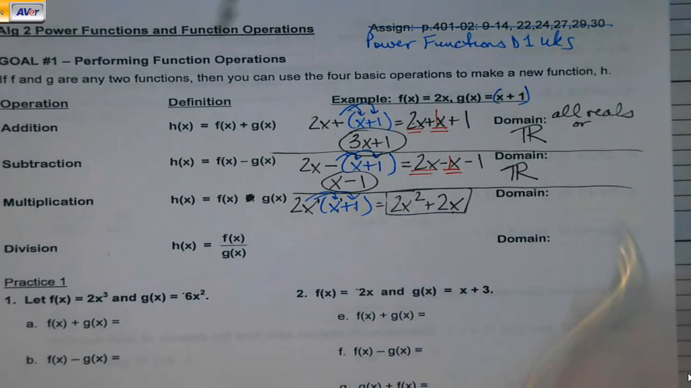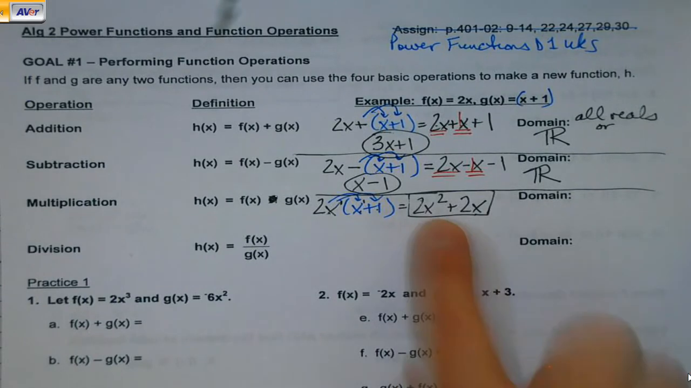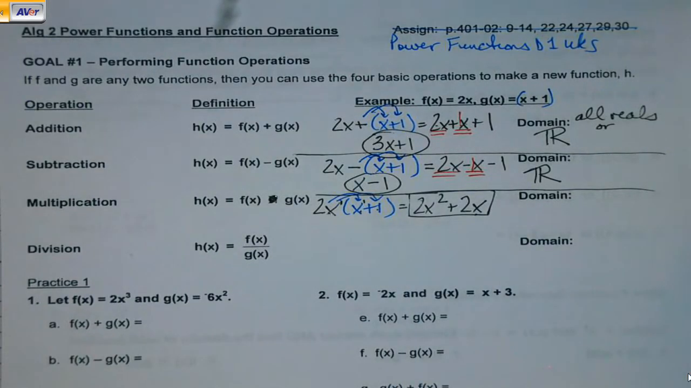So as far as my solution goes, that gets me set there. Now, does that change anything with my domain? Are there any numbers I can't square? No. Okay, are there any other numbers that I can't add in this case? No. So my domain, which is starting to look almost like a pattern here, looks like it's going to continue to be all reals.